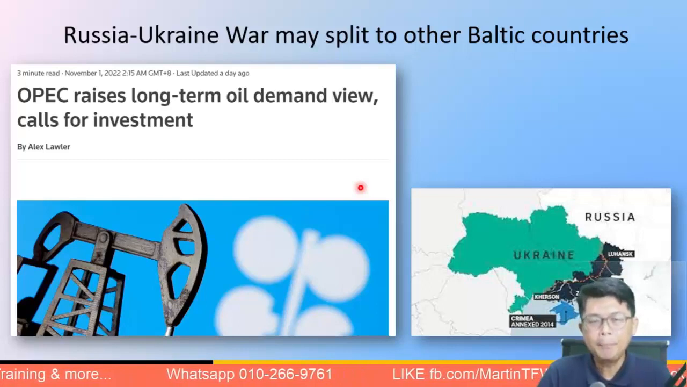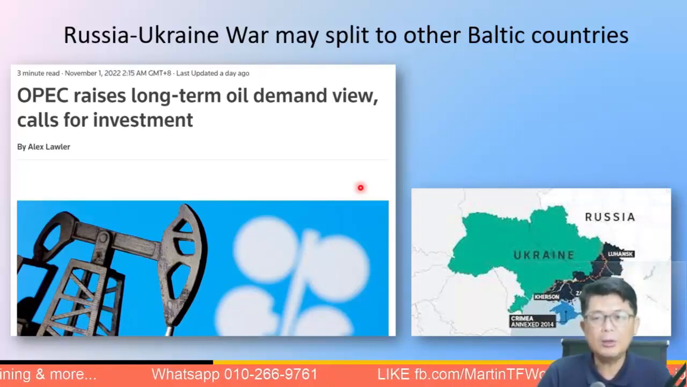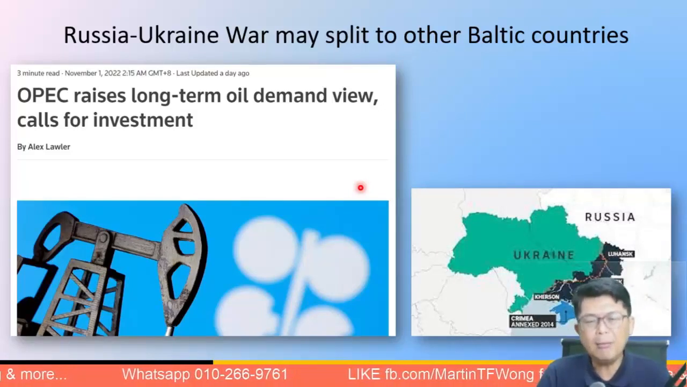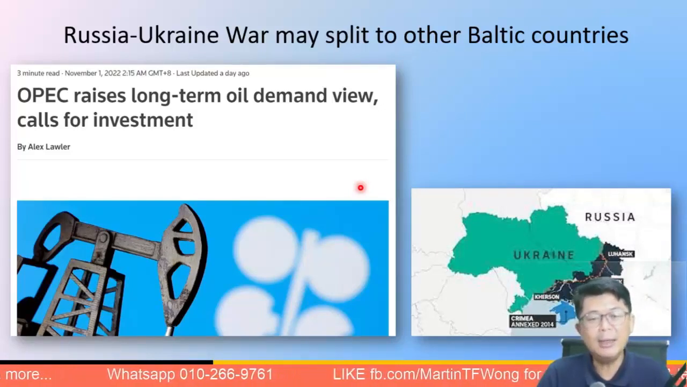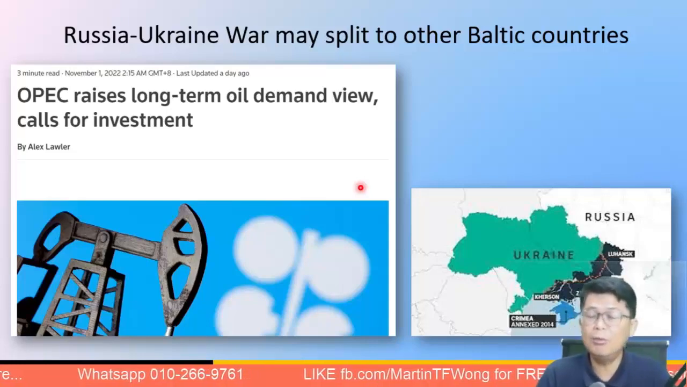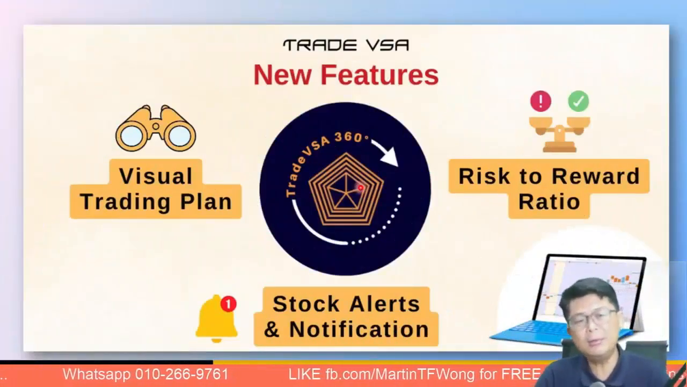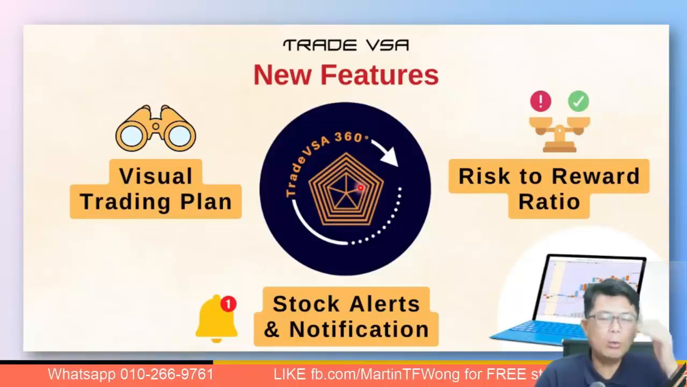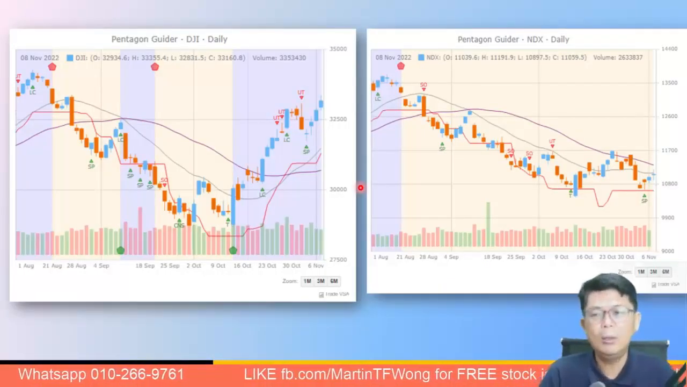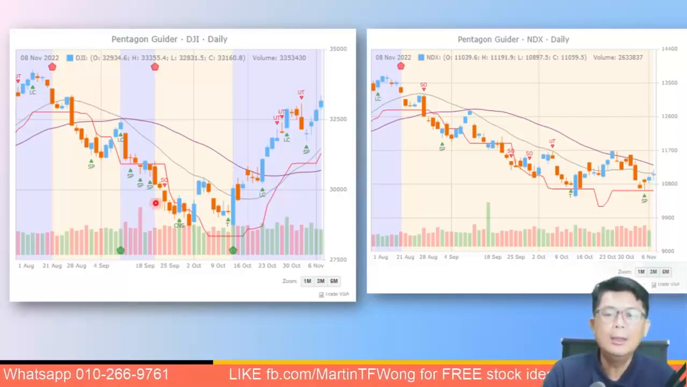Right now, the conflict of Russia and Ukraine, whether it will spill over to the Baltics, has sort of been tempered down a bit, because the advancement made by Ukraine has slowed down. So you can see less news is focusing on this. But who knows, things will change. Now, with that in mind, looking at the VSA 360, we want to look at some stocks that we think will help. Now, here are two indices.